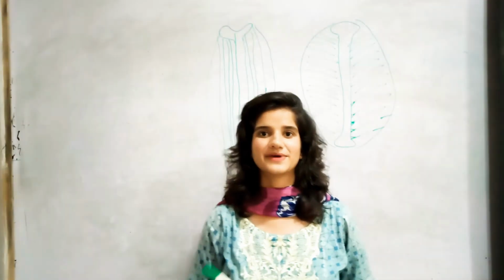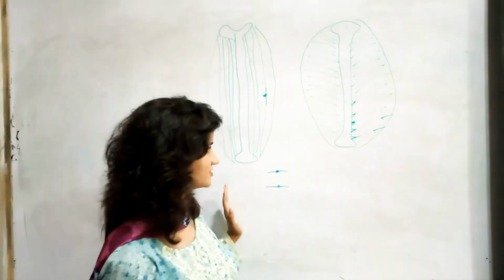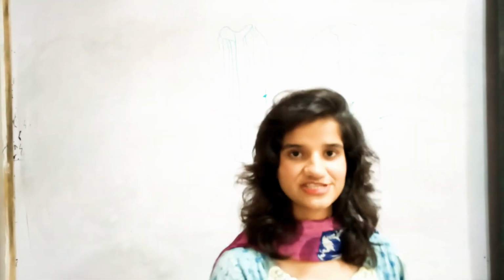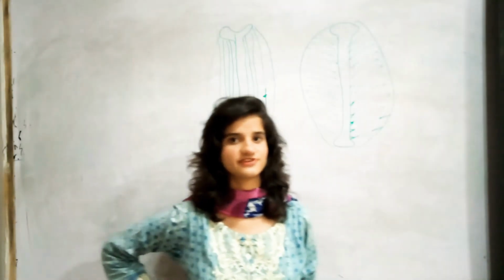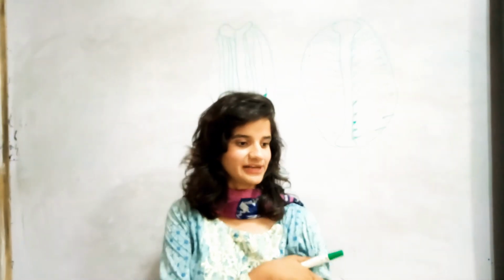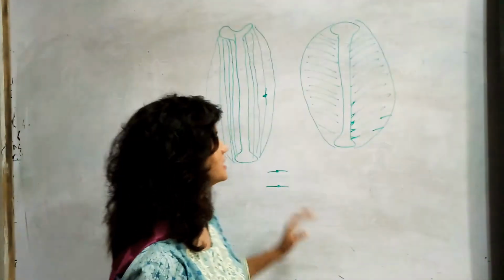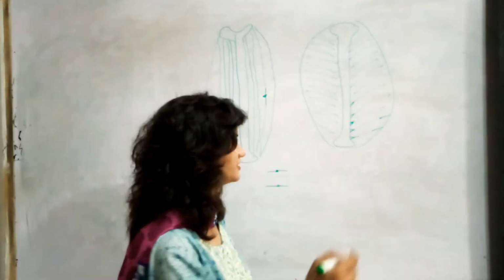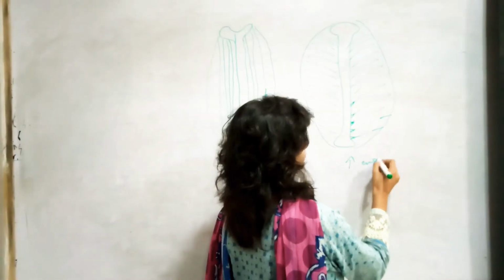Now moving towards muscle tension. When muscle tension is developed in parallel fibers, how do they respond? And when muscle tension is developed in the pinnate fibers, how do they respond? When tension is developed in the muscle fibers, parallel fibers shorten in length. But when tension is developed in the pinnate fibers, they do not shorten in length. What actually happens? They increase the angle of pennation.